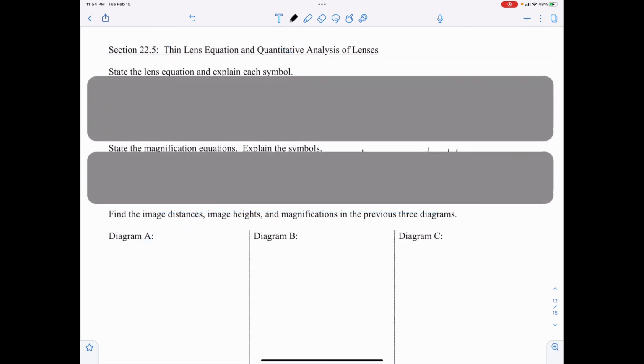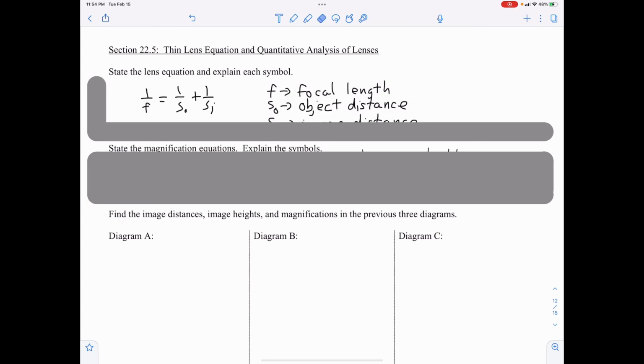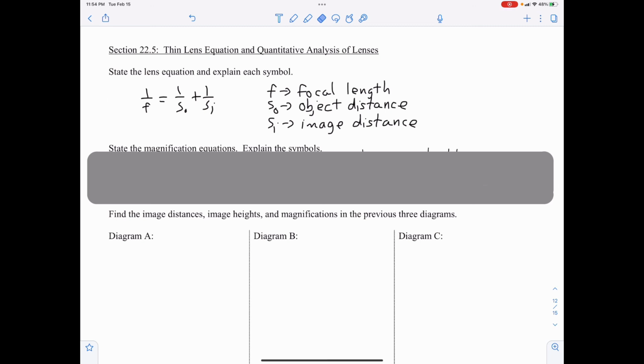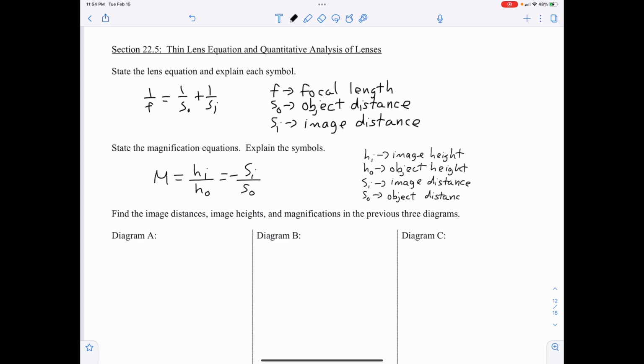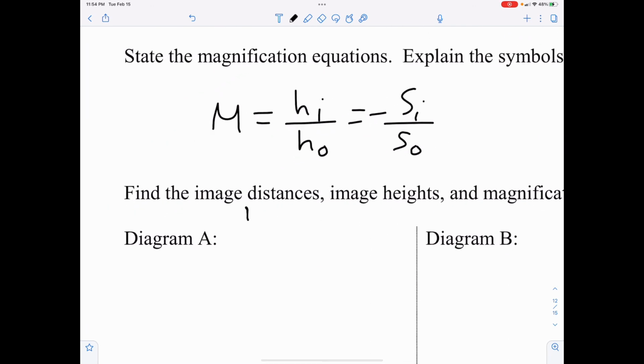Section 22.5, thin lens equation and qualitative analysis of lenses. Well, the thin lens equation is exactly the same as the mirror equation. That's why this is called the mirror lens equation. So all the variables are the same, the equation's the same, and the concept of magnification is exactly the same. So nothing changes. All right, so remember, to find the image distance, think about what we did last time.